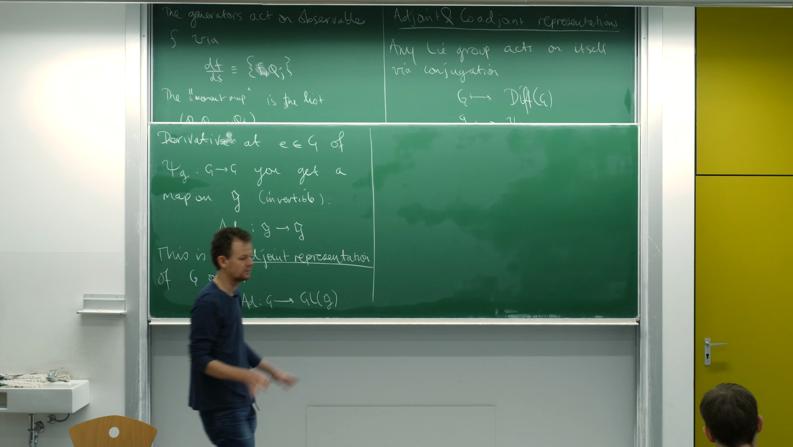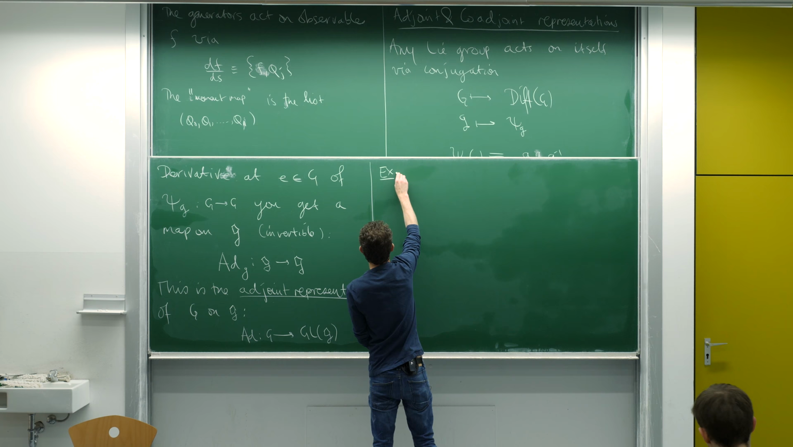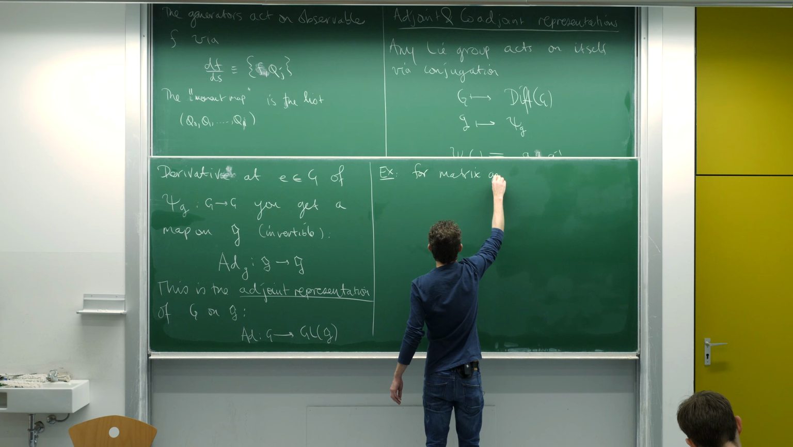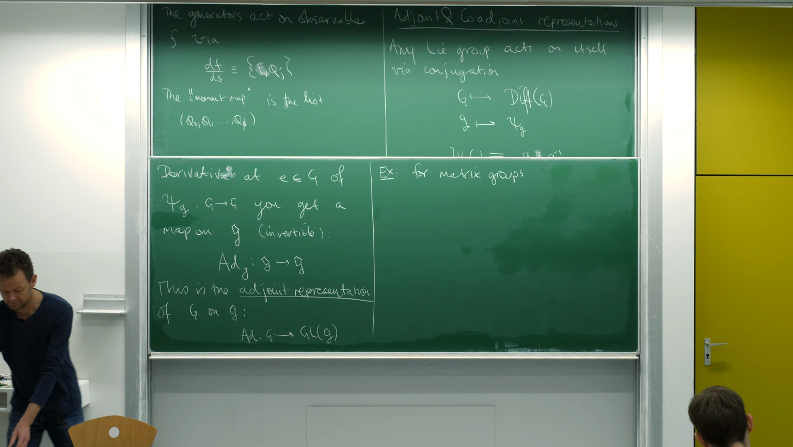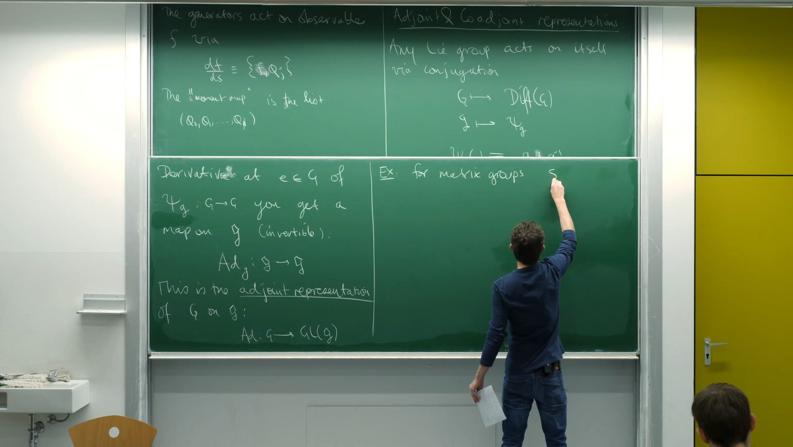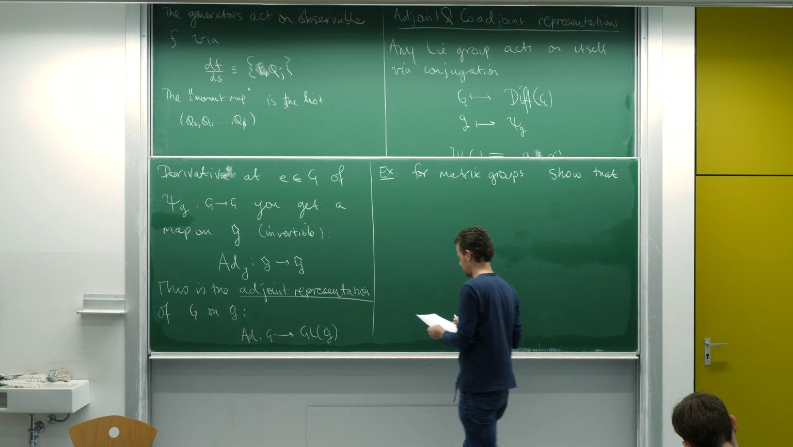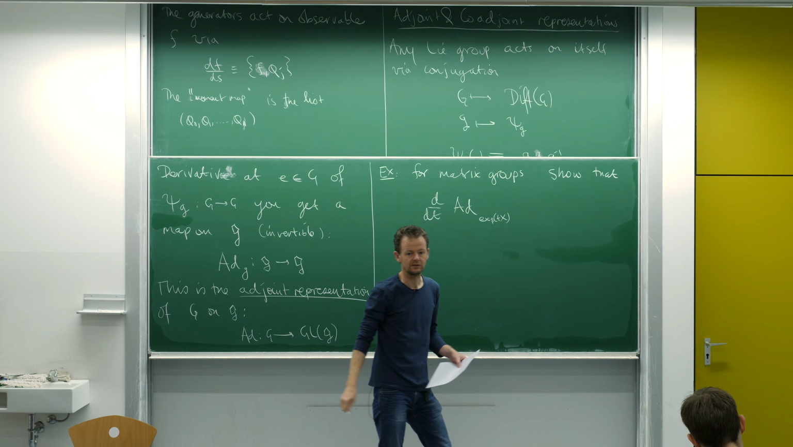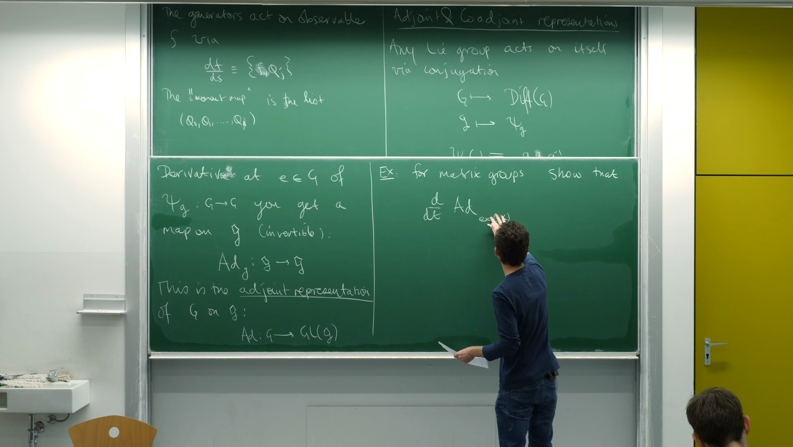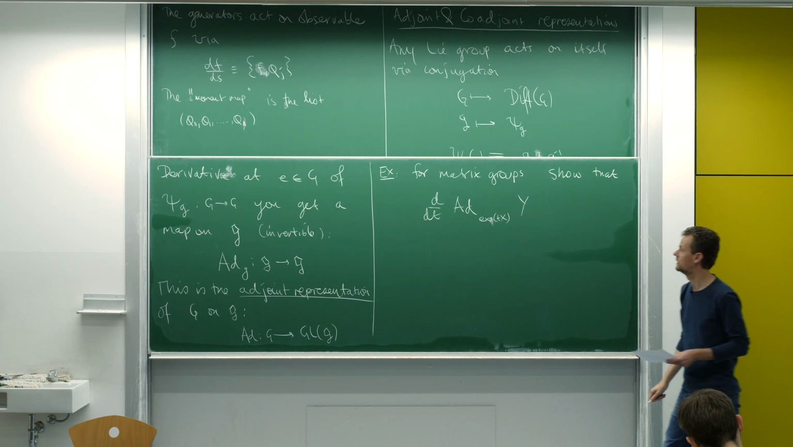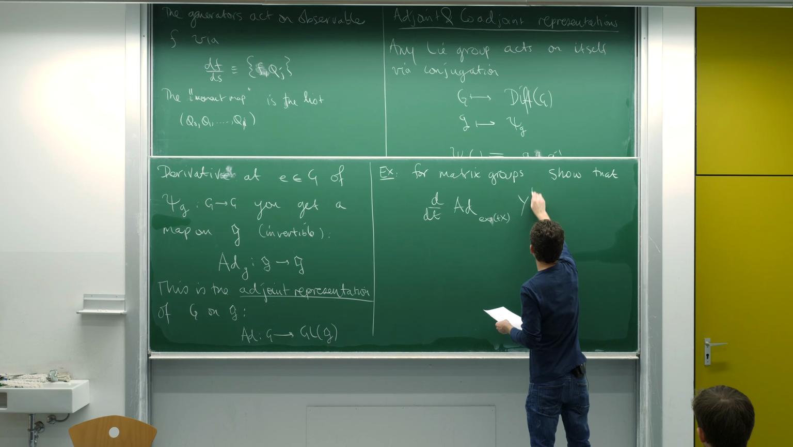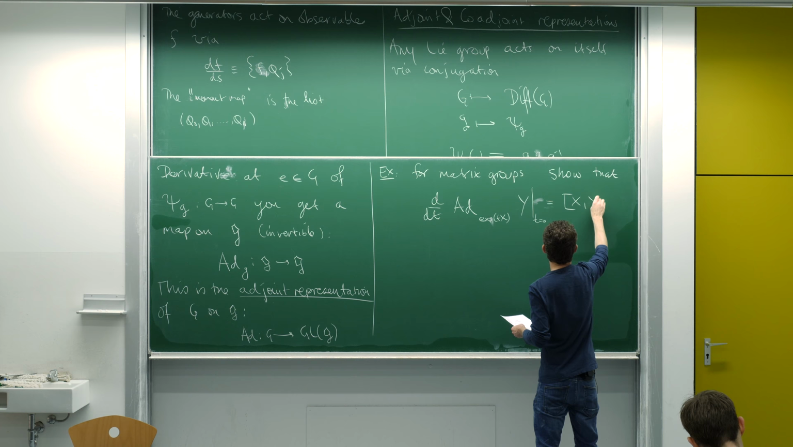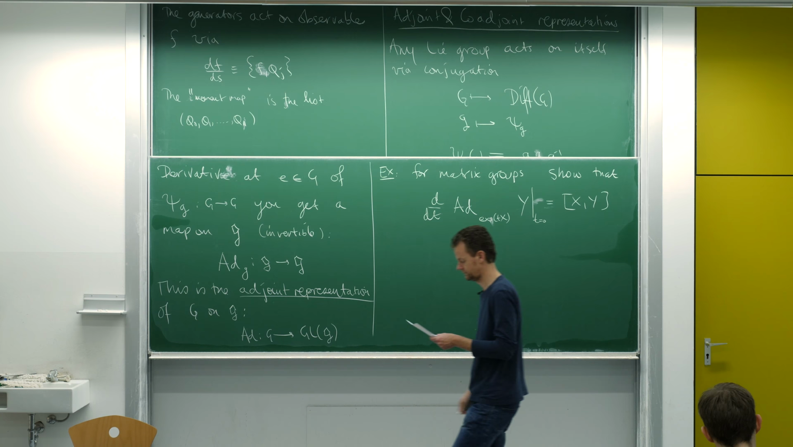So for matrix groups, we can write things out a bit more explicitly. We show that for matrix groups, if you take the adjoint action of some element of the matrix group, which you can always write as an exponential, we proved that yesterday, acting on some left invariant vector field, then at t equals 0, that's none other than the straight-out commutator, for all x and y.